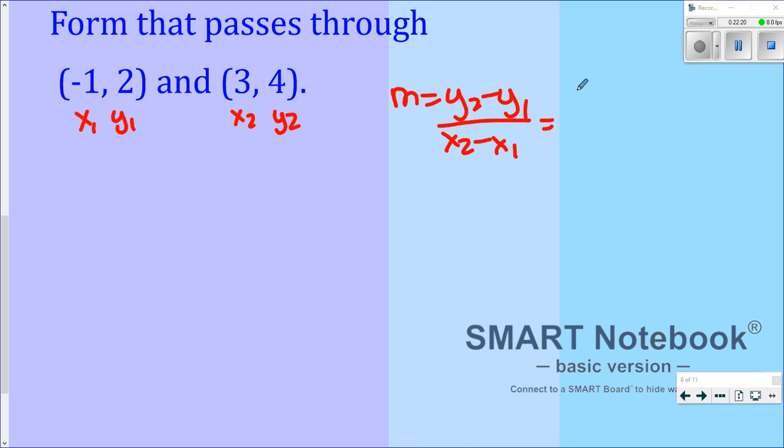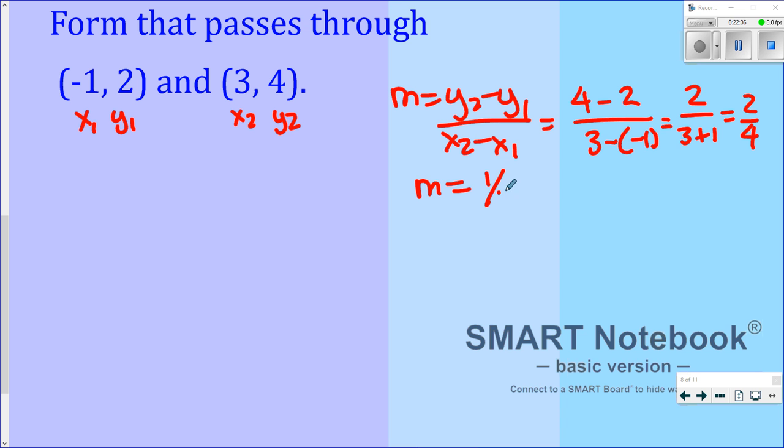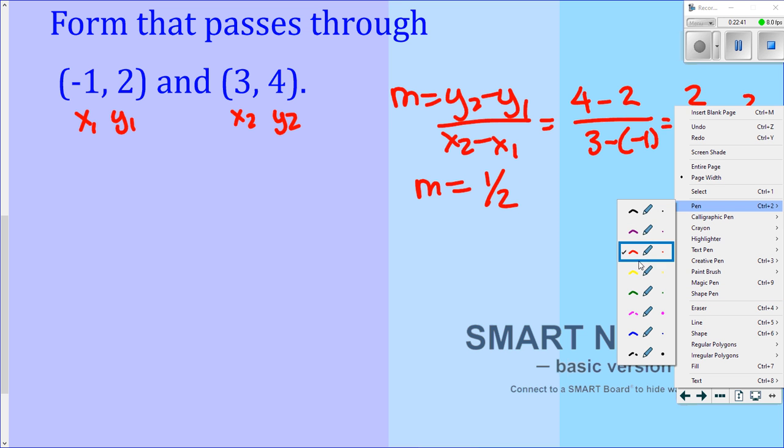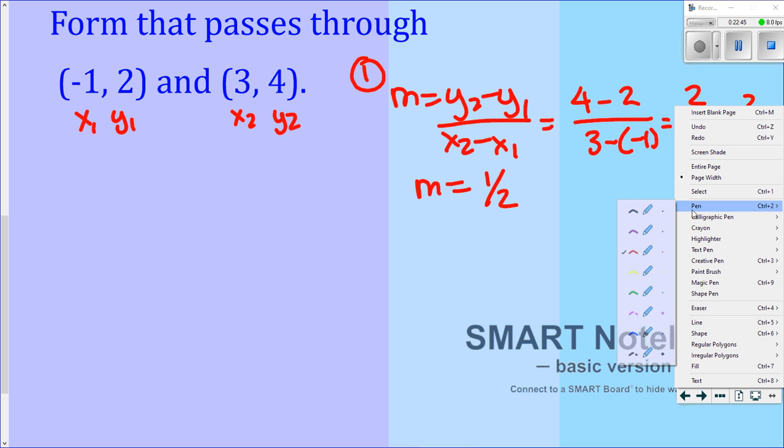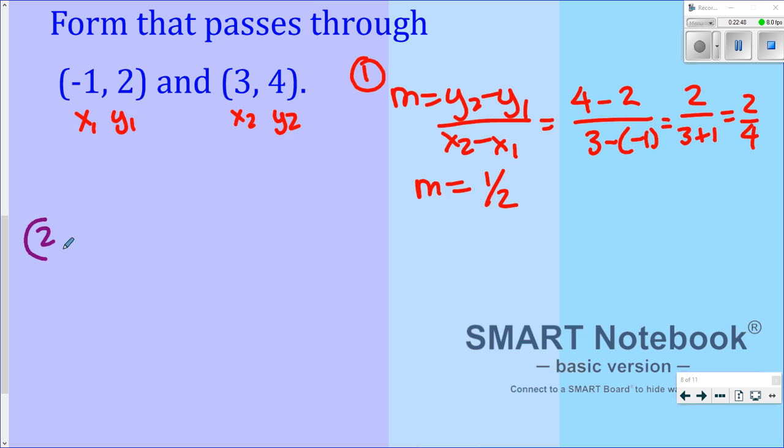We're plugging in all the information, paying attention to our signs. Then we have 3 minus negative 1. So this will give us 2. That's 3 plus 1. That's 2 over 4. And then our m is equal to a half when you reduce it. Now we have that. We're going to write our point slope form. So you know what? I'm going to put this as number 1. And then our point slope form is number 2. So y minus y1 equals m times x minus x1.